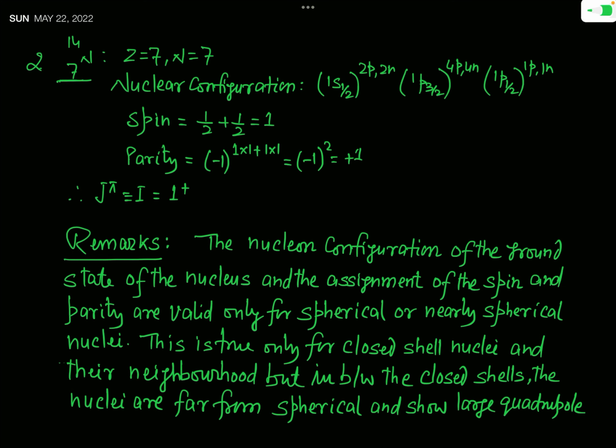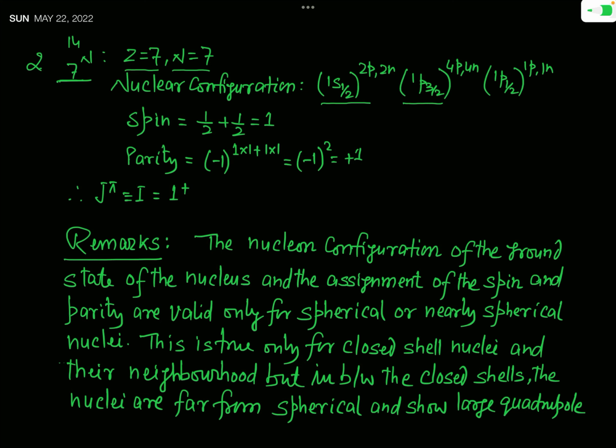In this nucleus you can see Z is equal to 7 and N is also equal to 7, because 7 plus 7 will be equal to 14. Now write the nuclear configuration. This will be 1s1/2 2p, 2n, 1p3/2 4p, 4n. Now see, the number of protons and number of neutrons in this nucleus is 7 and 7.